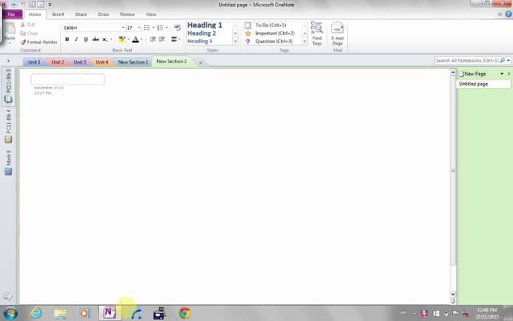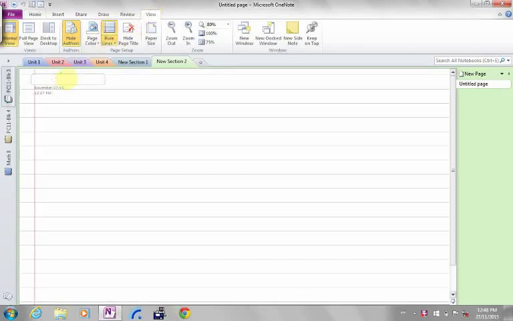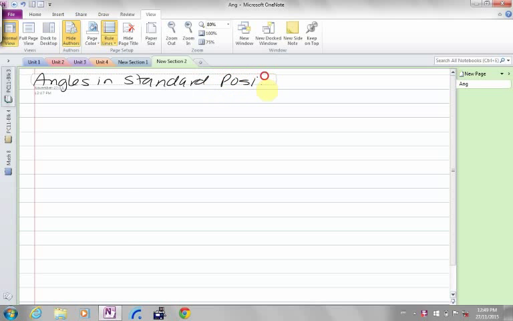All right, so our topic today is angles in standard position. In quadrant 1.